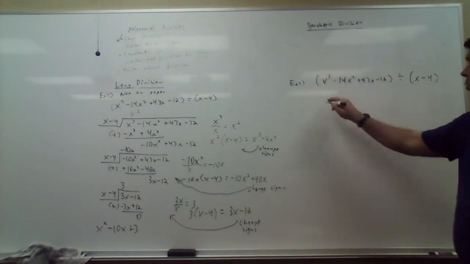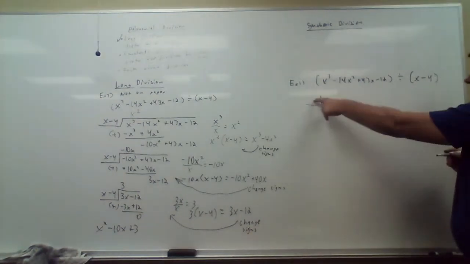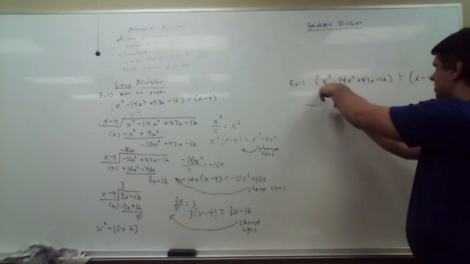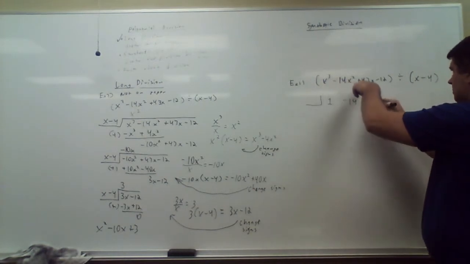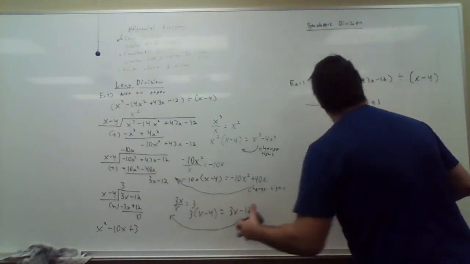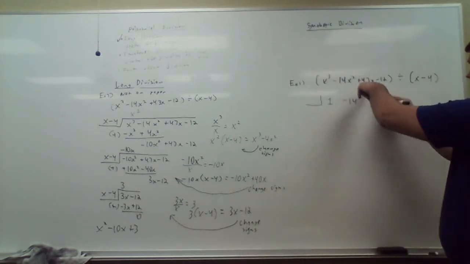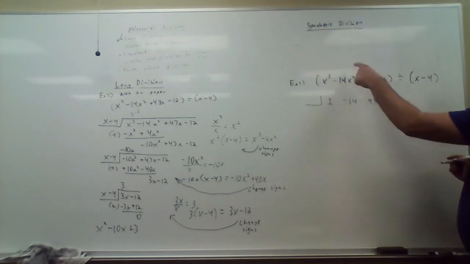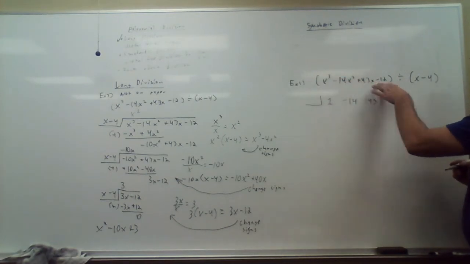Okay, what I do is I'll have a box, and then I'm going to put all the coefficients and the constants. Well, I don't need the plus 43. Just 43 minus 12. That's the constant. Coefficients are 1, negative 14, 43. And the constant is negative 12.